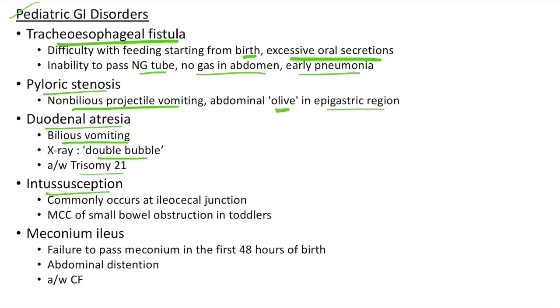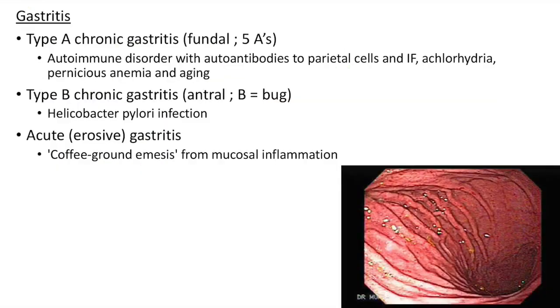Now let us see about intussusception. It commonly occurs at ileocecal junction. It is the most common cause of small bowel obstruction in toddlers. Now let us see about meconium ileus. In this case, there is failure to pass meconium in the first 48 hours of birth. So there will be abdominal distension. Meconium ileus is associated with cystic fibrosis. That is, in cases of cystic fibrosis, there will be meconium ileus.